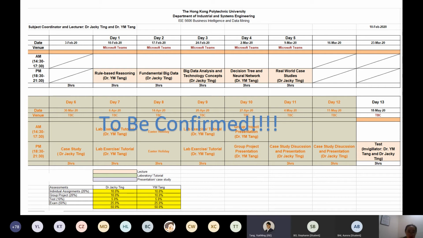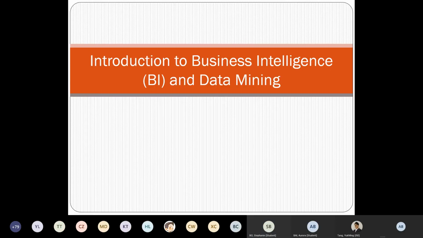Now I'll show you the PowerPoint. I've already gone through the course outline and the teaching timetable, and now I'll show you the first PowerPoint, which is about the introduction to business intelligence and data mining. I don't know whether you have any questions. If you have any questions, you can leave me a message in the chat box on the right hand side.